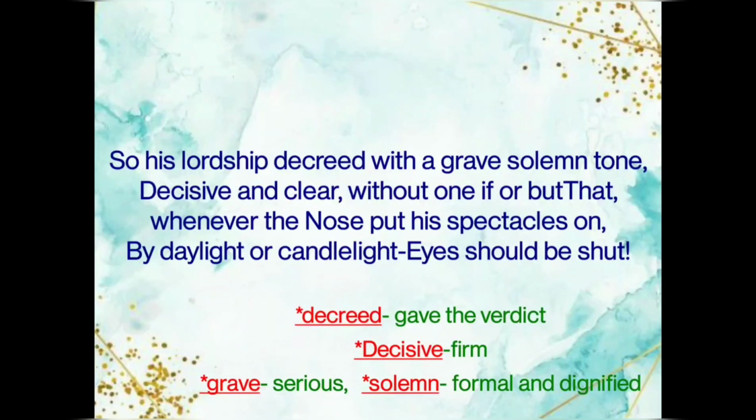however it has nothing to do with the spectacles. Whereas the eyes, for which the spectacles are actually made, are asked to remain shut whenever the spectacles are worn by the nose. So we see how clearly, how cleverly and how easily the poet points out the flaws of the judicial system.